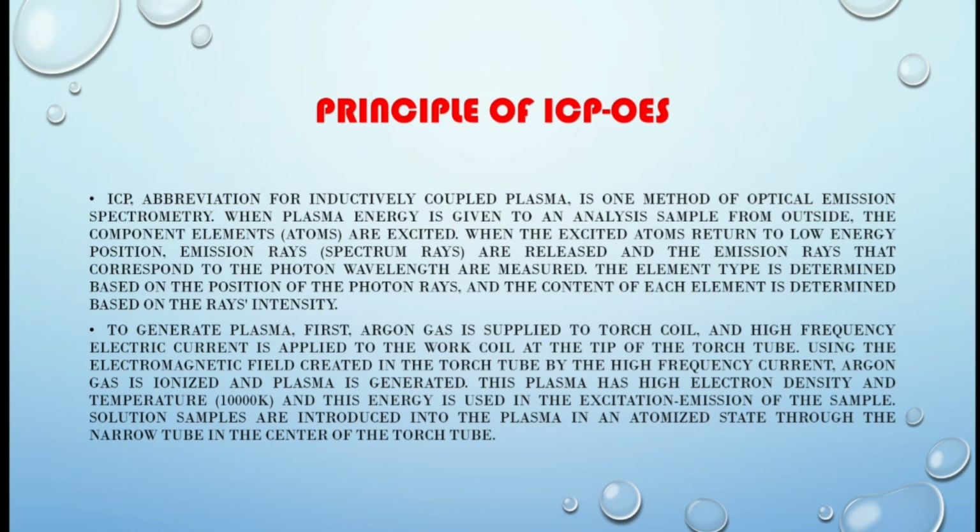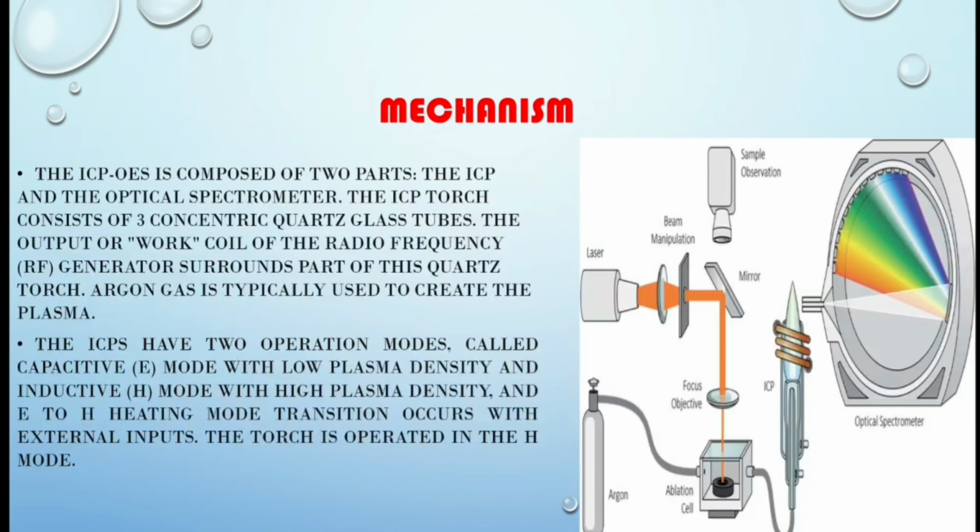Now let's look at the second one. To generate plasma, first argon gas is supplied to the torch coil and high frequency electric current is applied to the work coil at the tip of the torch tube. Using the electromagnetic field created in the torch tube by the high frequency current, argon gas is ionized and plasma is generated. So that was the principle of ICPOES. Let's look upon its mechanism.